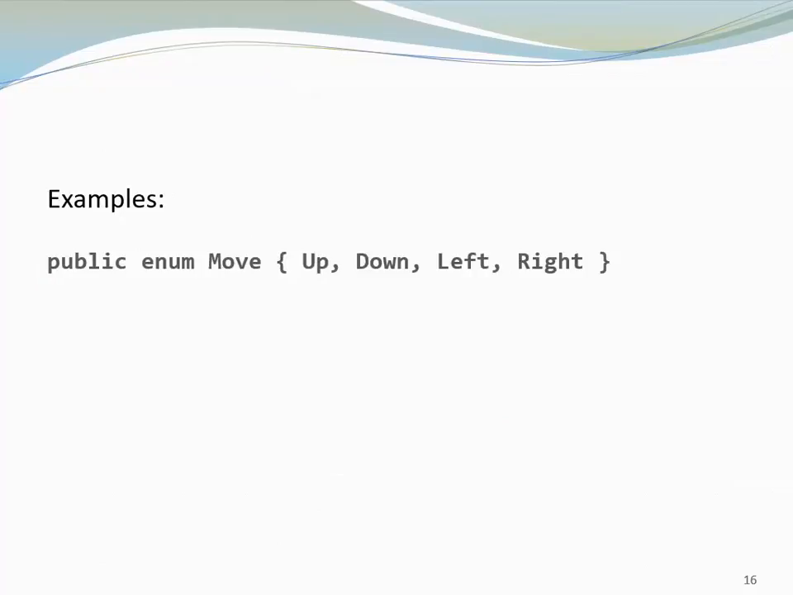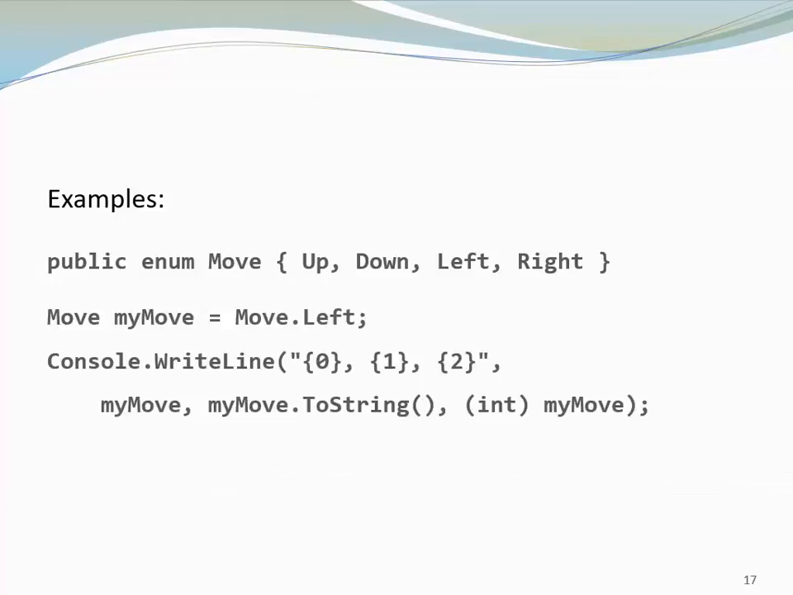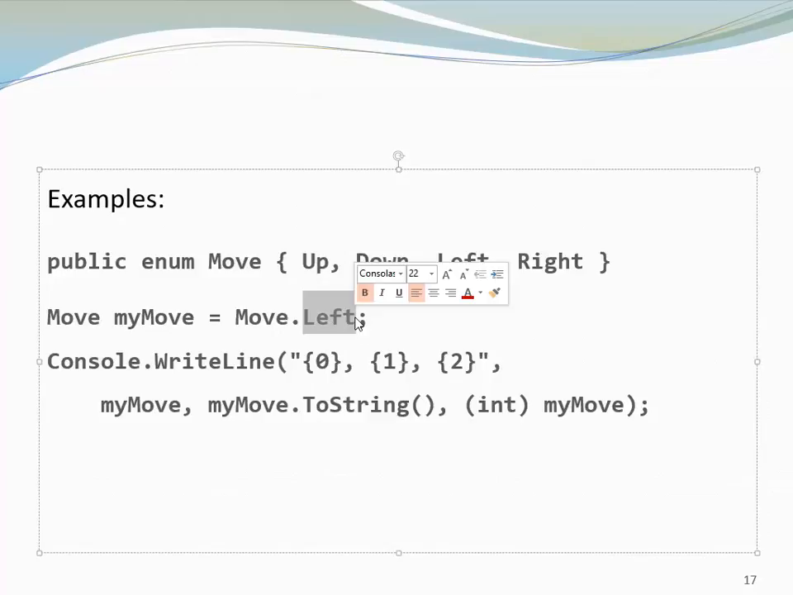Here is an example. I have a public enum move with up, down, left, and right. And in order to access one of those different choices, I use the dot operator, and I'm using one of those enum constants. And I can assign it to a variable of my enum type. I can also print the enum. Here I'm printing my enum 3 times.